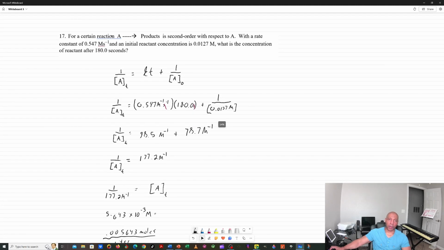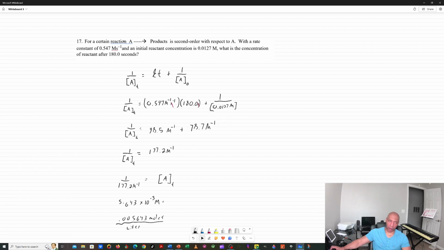Now I'm going to do a first order integrated rate law problem. I know you're saying to yourself, well, it's not on the study guide. It should have been on the study guide, and it'll be on future study guides. I'll just take this same reaction. For a reaction, A yields product, we're going to assume that it's first order with respect to A.